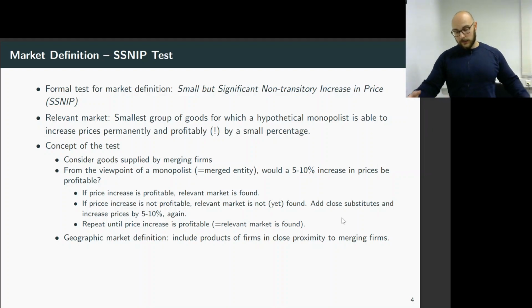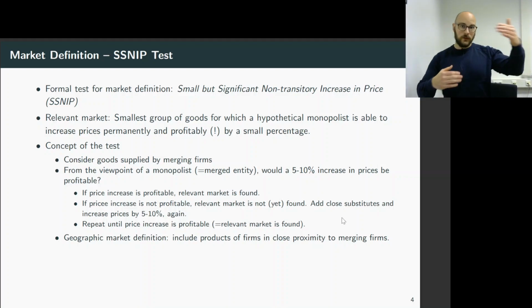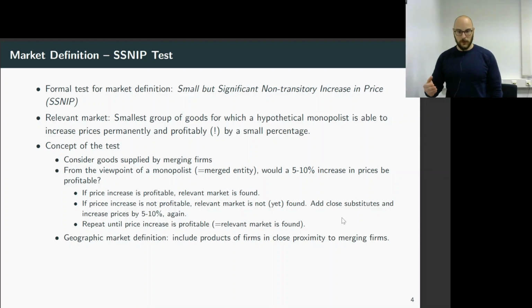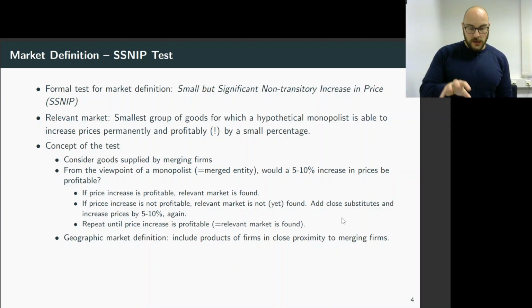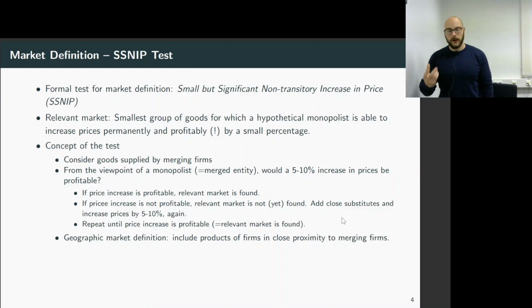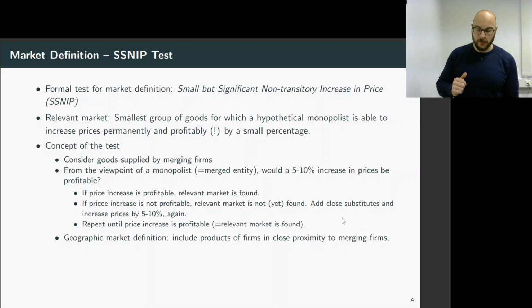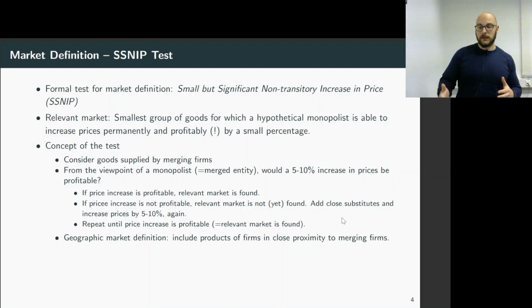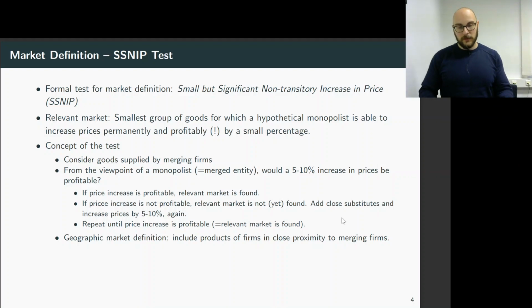And you repeat this process: try to increase the price. Does it pay off? Yes. You found the market. Does it pay off? No. You take the next closest substitute and repeat the process, right? And we have just looked at this from a product market view. We can also look at it from a geographic market definition standpoint, and there you just add the next close firms to the merging entity. Right? So the pizza parlor in the city, the pizza parlor in the next city, and so on and so forth, until a price increase pays off, and then you have found the relevant geographic market.